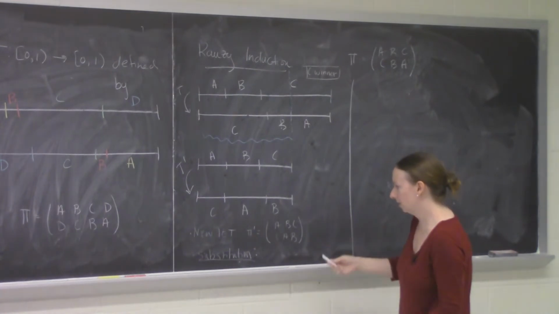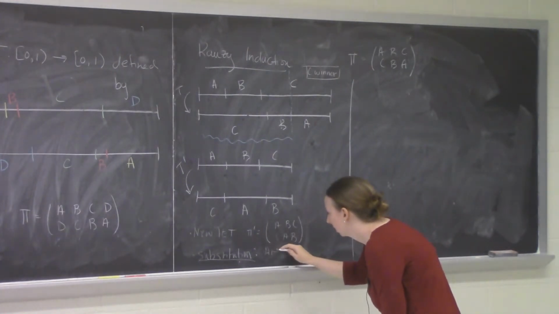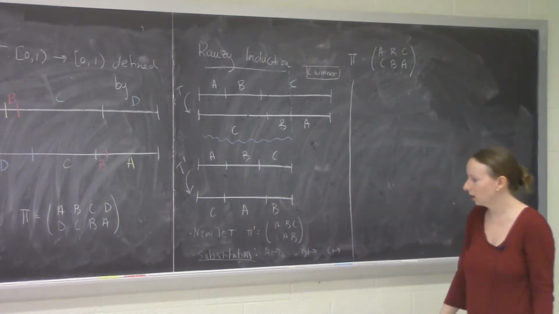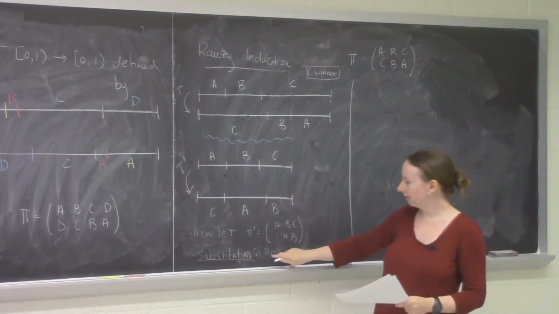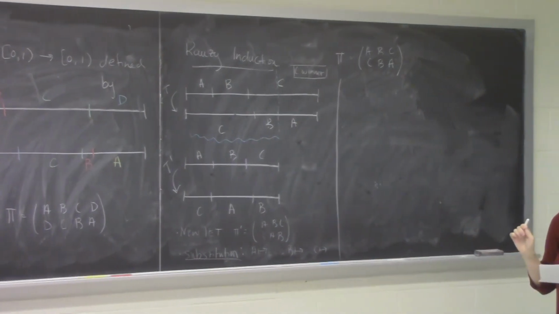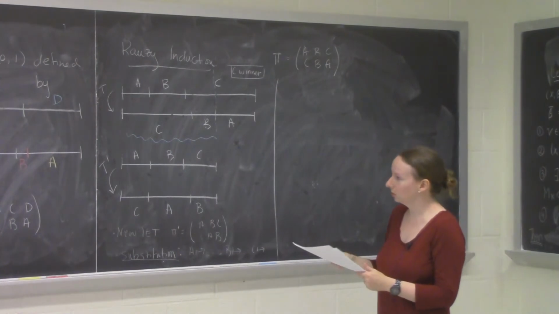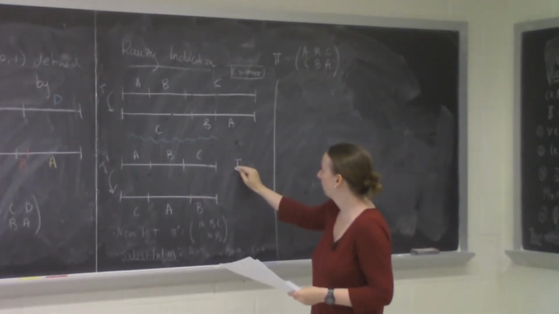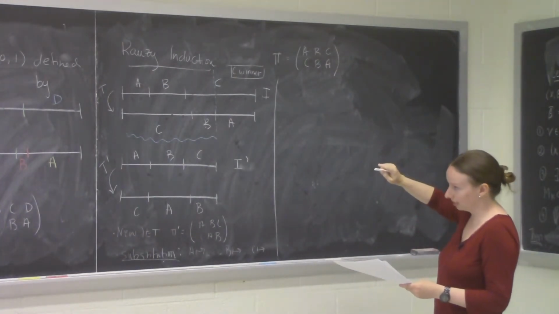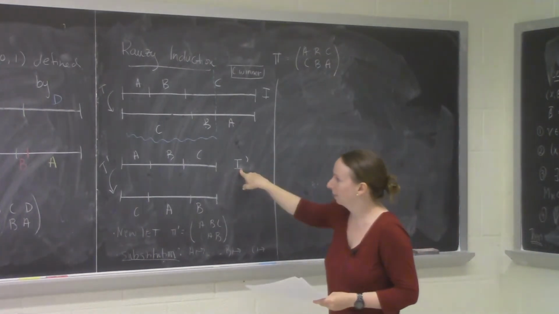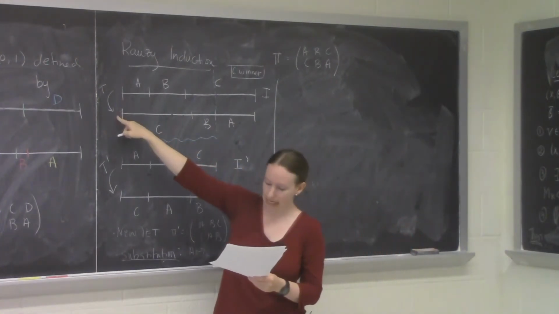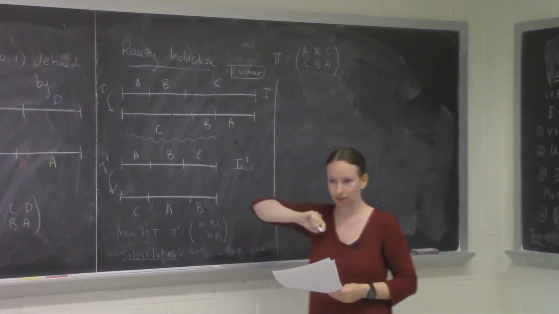Okay, and it's on the three letters A, B, and C. So where is it going to go? Well, when you want to figure out what the substitution is doing, you're following itineraries and seeing where things land. So this is I prime, this is I. You want to follow the images of elements of I prime under the original map T until they return to I.